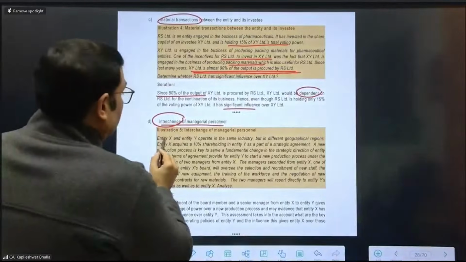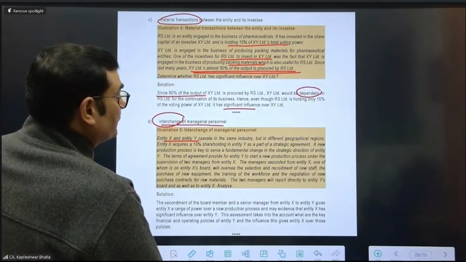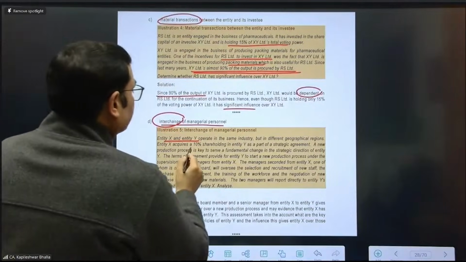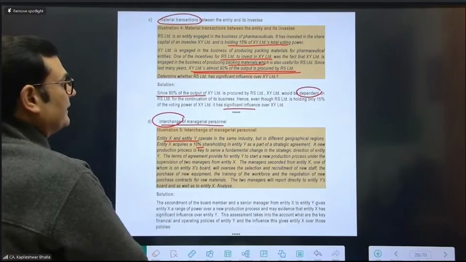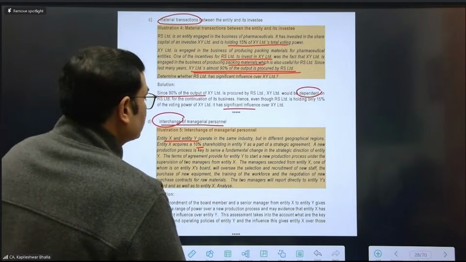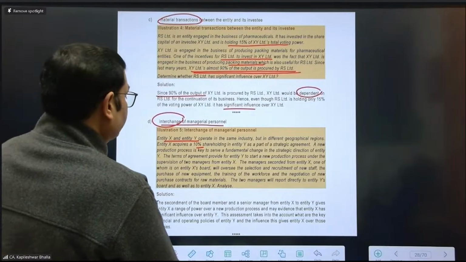Next. It says entity X and entity Y operate in the same industry, but in different geographical regions. Entity X acquires a 10% stake in Y as a part of a strategic agreement. A new production process is key to serve a fundamental change in the strategic direction of Y.